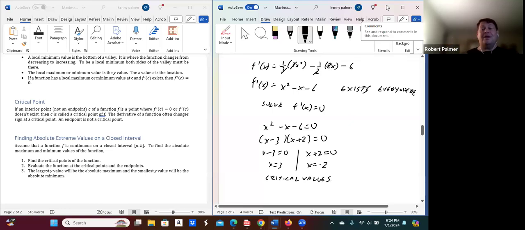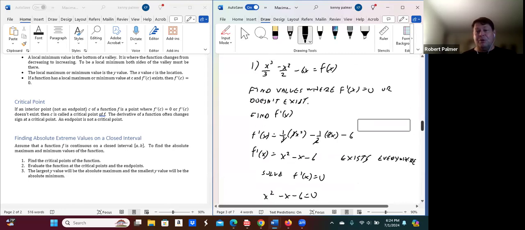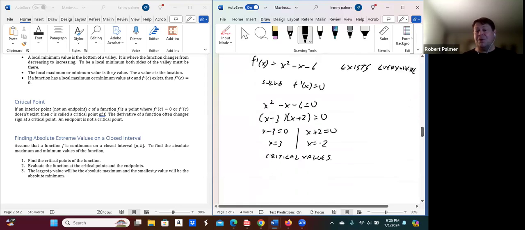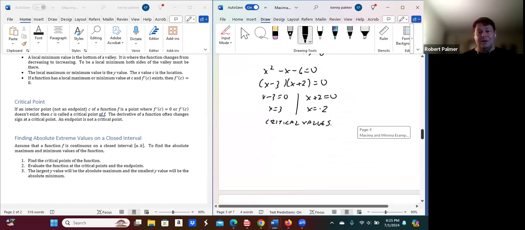Now, that doesn't tell us whether they're local minimums or local maximums. That just tells us their critical values, where the derivative changes sign, where it's equal to 0. That's the idea. So we want to find the critical values of a function. What we're going to do is take the derivative and then find where the derivative either is 0 or doesn't exist.